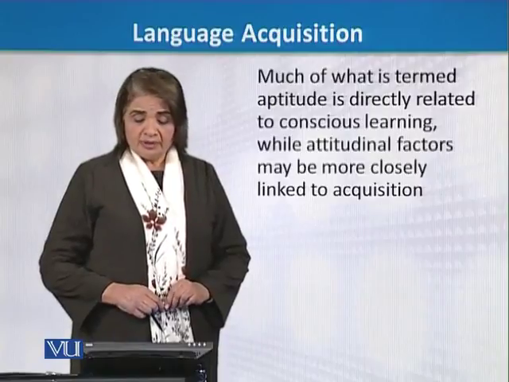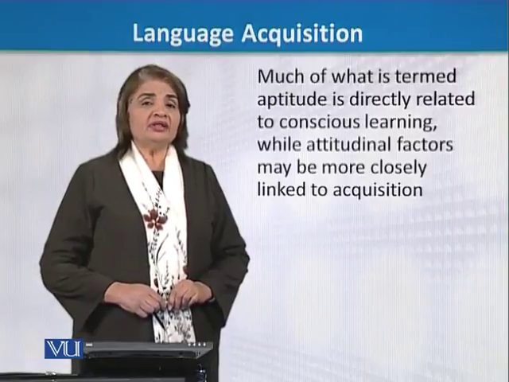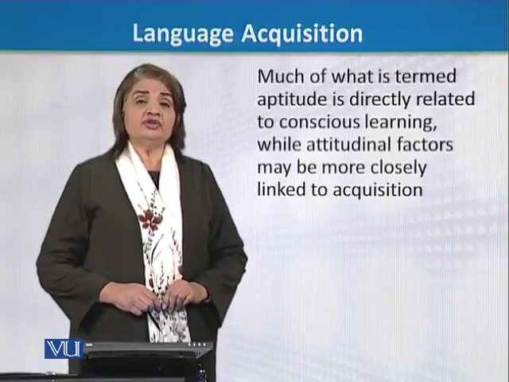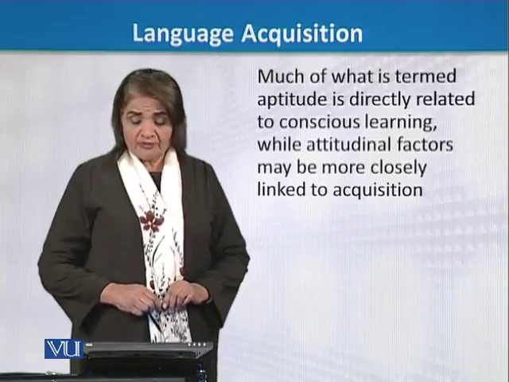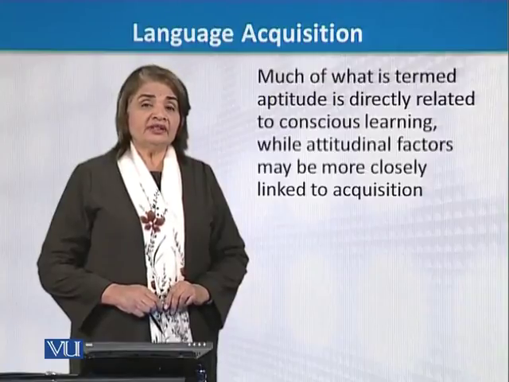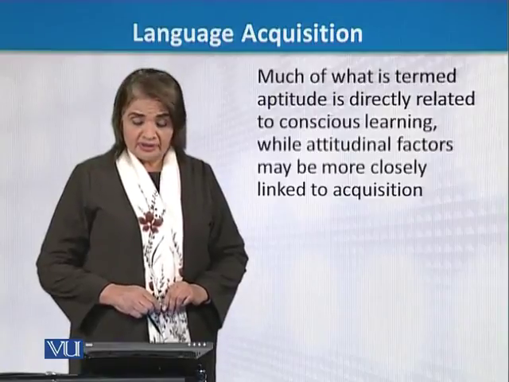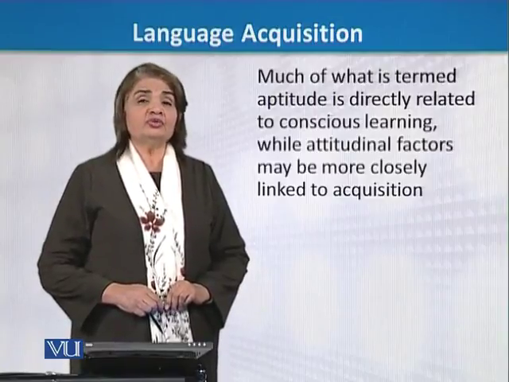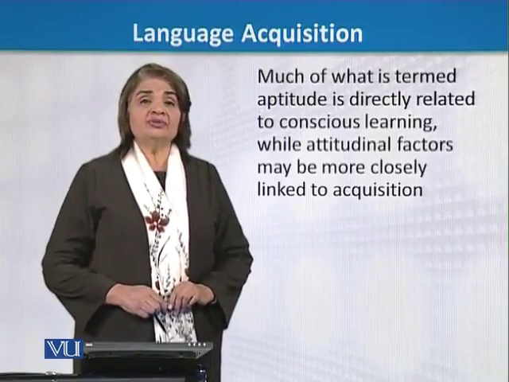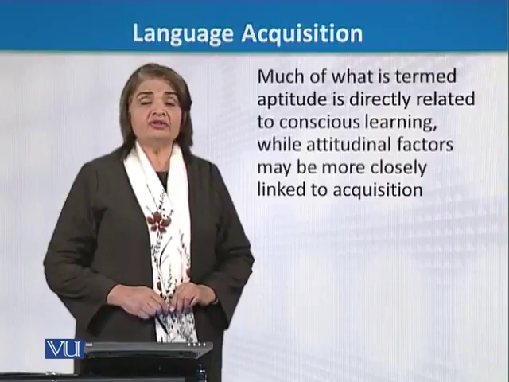Much of what is termed aptitude is directly related to conscious learning. So the aptitude would come under conscious learning, and that is why this conscious learning would not be related to the attitude, because the attitudinal factors may be more closely linked to acquisition. So when it comes to learning, it will have to be conscious effort in order to learn the language, and that will be directly related to aptitude, and that would be how will I make a sound when I use a particular alphabet, and what would be the proper appropriate sound for a particular word.